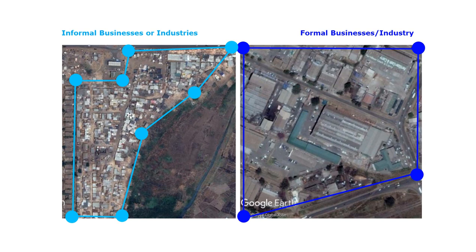As you can see on the left here, informal businesses, they don't take any particular shape, any particular regular pattern. The structures are usually very small as compared to these formalized industries on the right here. Here you cannot see any tarred or paved roads in areas around informal businesses, whereas for formal businesses you can clearly identify these roads. So this is one way that you can use to identify informal businesses and formal industries.